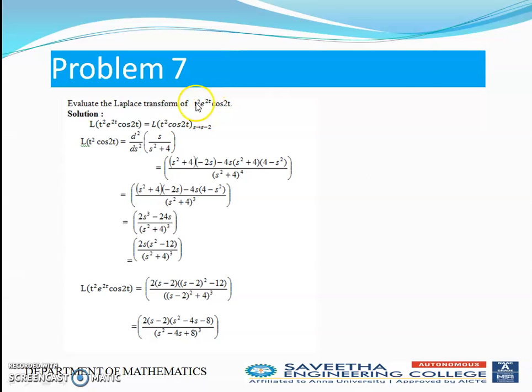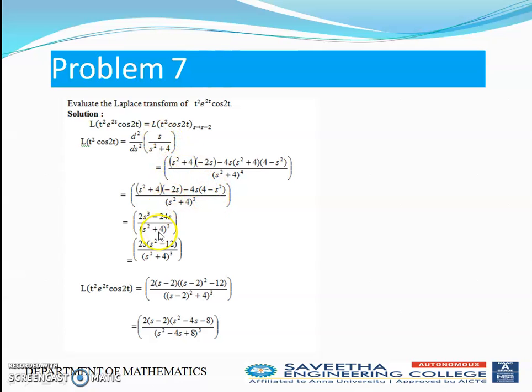So first we can apply the shifting theorem here: whenever it is plus a, s goes to s minus a. First we write t squared in terms of d squared by ds squared, then cos 2t, whenever s goes to s minus 2. Therefore s divided by s squared plus 4, then replace s with s minus 2. After replacing we get s minus 2 divided by (s minus 2) whole squared plus 4. Next, by the u by v form we can apply the solution for this.